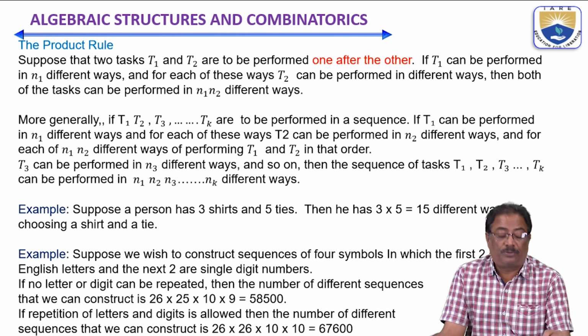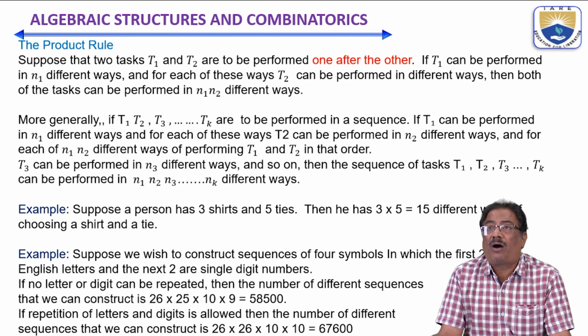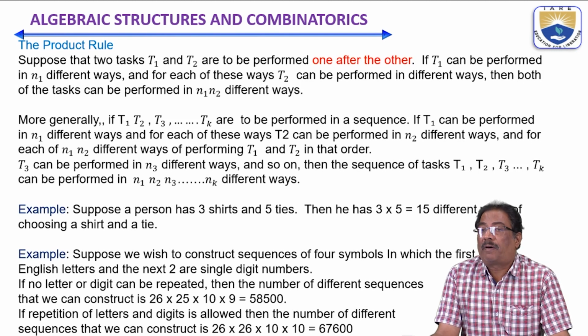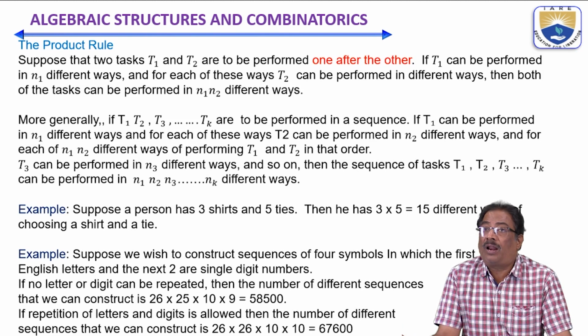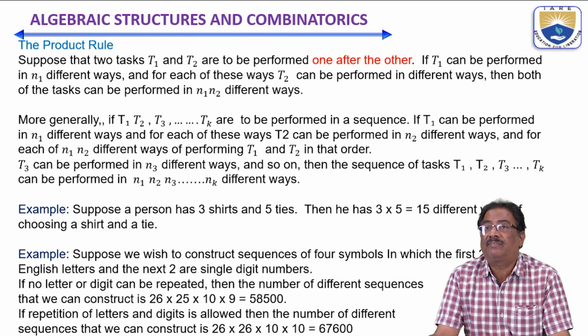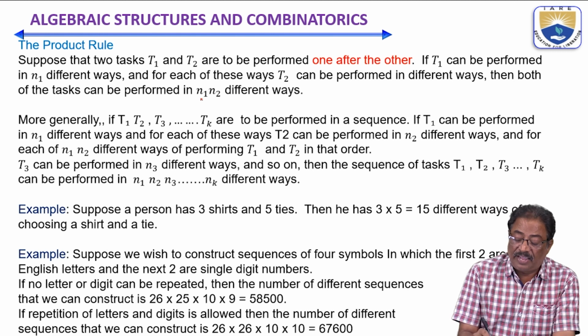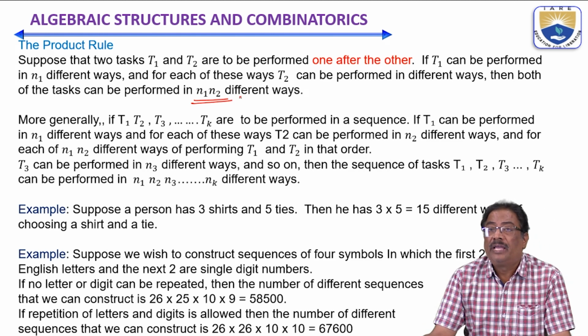And now the product rule. Another one is the product rule. Suppose there are two tasks, T1 and T2, performed one after the other. So one task is going to be performed, and after that the other task is also going to be performed. In the previous sum rule, any one of the tasks is performed. Here, the product rule is nothing but one after the other, both tasks should be performed. In how many ways? See here, T1 is performed in N1 ways, T2 is performed in N2 ways. So the number of ways that we can perform T1 and T2 one after the other is N1 into N2 ways.